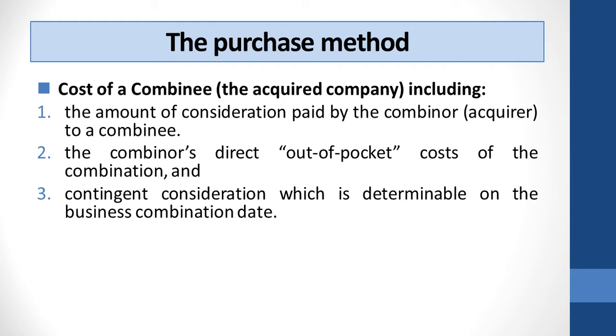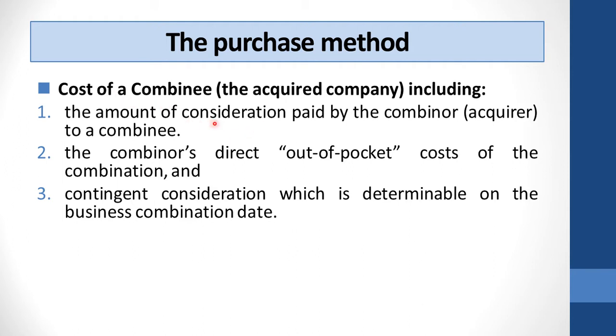Let's start with the purchase method, as it is the most famous method in business combination. First of all, we need to calculate and measure the cost of a combinee, or the cost of purchase, or the amount of investment paid by the combiner in order to combine with the combinee. This amount includes three items. The first item is the amount of consideration.